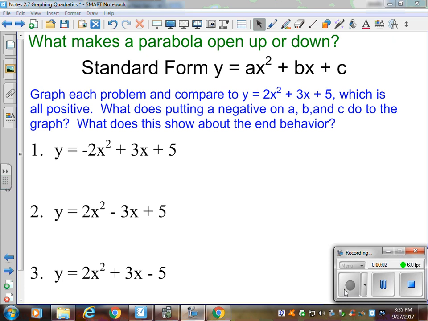Okay, today we're going to continue our lesson on quadratics, and we're going to look at the three different formats that the quadratic can be in. We're going to first focus on what negatives do to the formula in comparison to the graph. So here we have standard form.